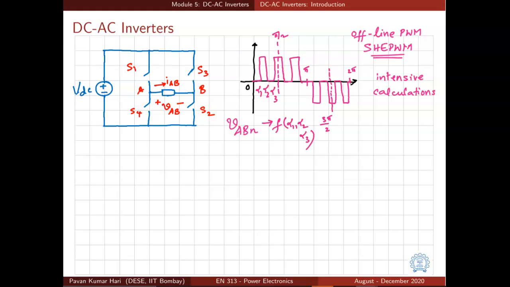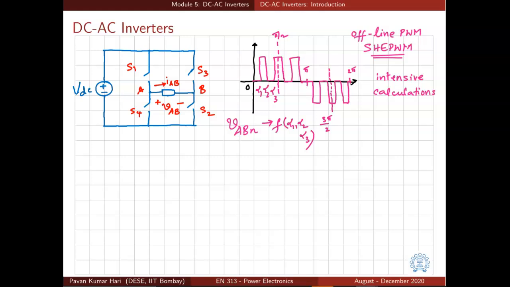So much fundamental voltage is needed, so much third harmonic is needed. After solving all these equations, one will get the switching angles alpha 1, alpha 2, alpha 3, and the switches can be turned on and off appropriately to give the required output voltage. This method is known as selective harmonic elimination PWM. It is an offline PWM because the switching instants are calculated offline, not in real time. The opposite of offline is real time, or on the go.